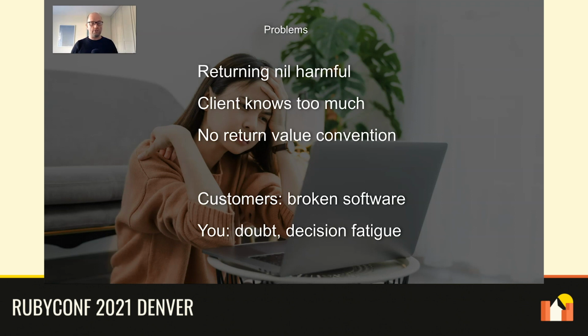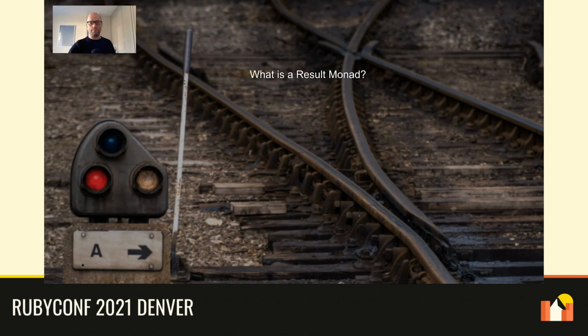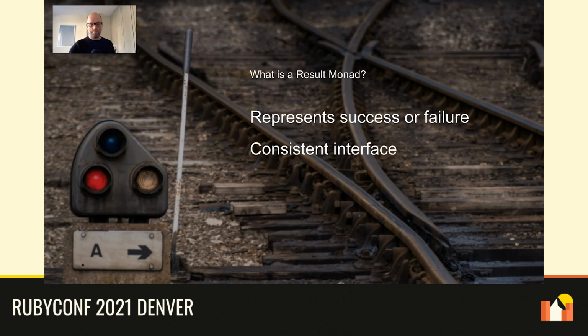So what's a solution to this? Well, until recently I didn't really have a great one, but I've discovered monads. And there's something called a result monad. Monads can be used for a lot of things, but let's talk about result monad specifically. You can read lots and lots of blog posts and lots of category theory about what a monad is, but really when it comes to a result, it's pretty simple. It's a class that represents success or failure. It's got a consistent interface, and as you'll see later, that means we can compose lots of little steps together.